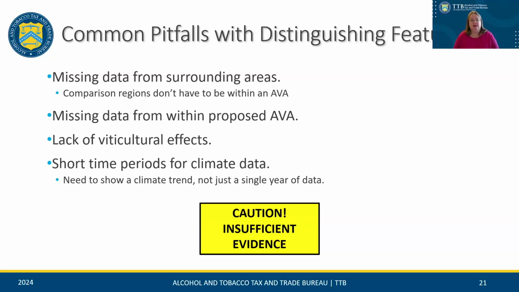And finally, if you're using climate data in your petition, make sure that you don't have a very, very short time period, such as a single year. You'll need to be able to show that there's a climate trend, and so it's best to use a longer period of time, say 3 years, but the longer, the better. Just try to avoid using a single year's worth of data.